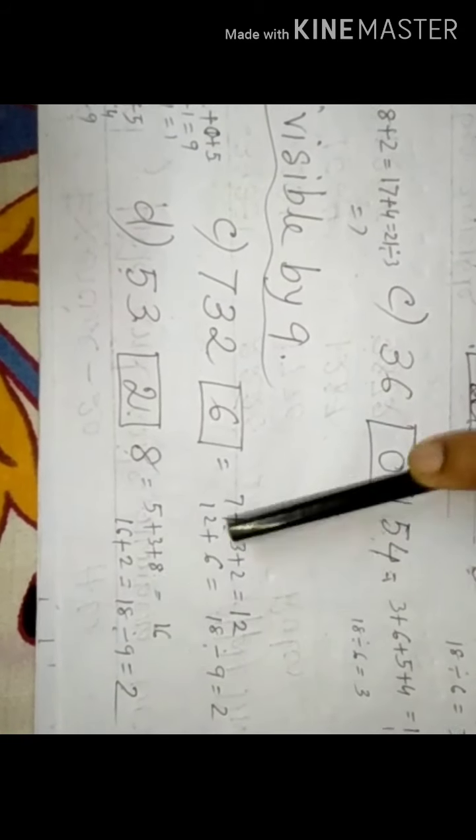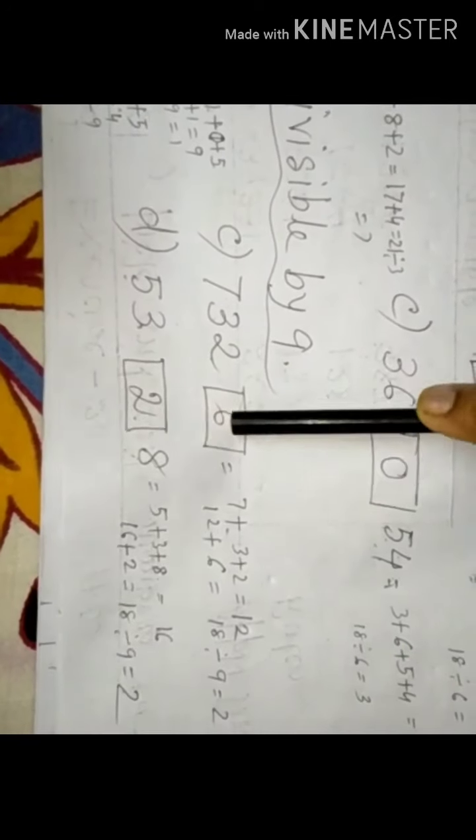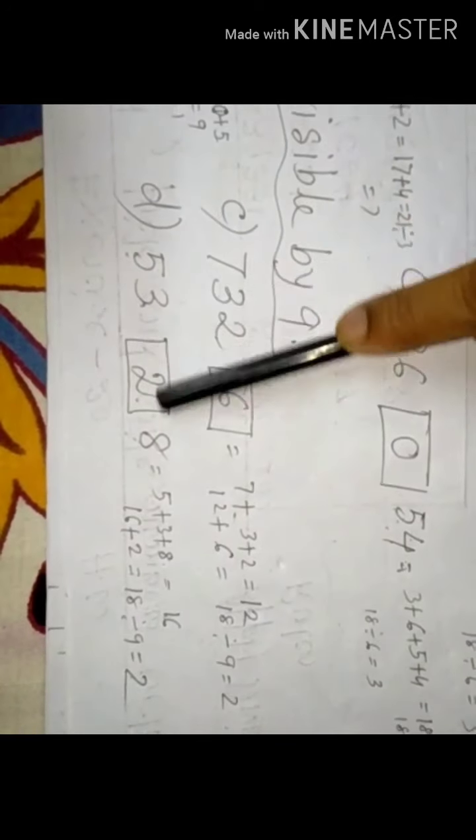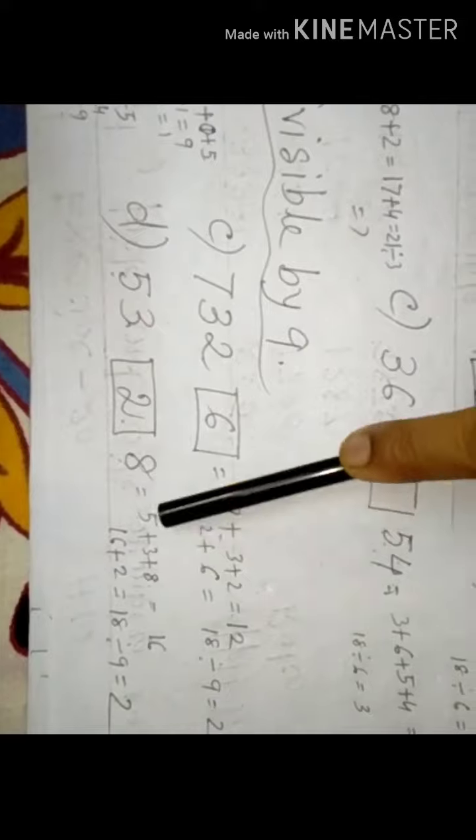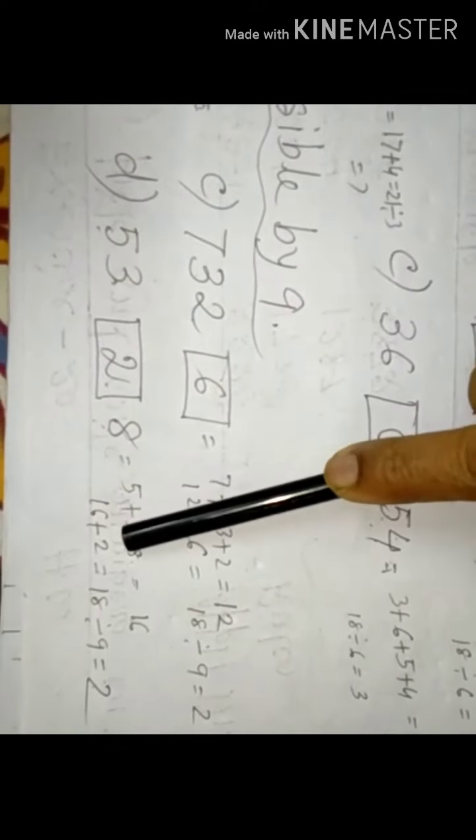C: 7, 3, 2, box. 7 plus 3 plus 2 is 12. 12 is not divisible by 9. So 12 plus 6 is 18. 18 divided by 9 is 2. So the box is 6. D: 5, 3, box, 8. 5 plus 3 plus 8 is 16. 16 is not divisible by 9. So 16 plus 2 is 18. 18 divided by 9 is 2. Okay.